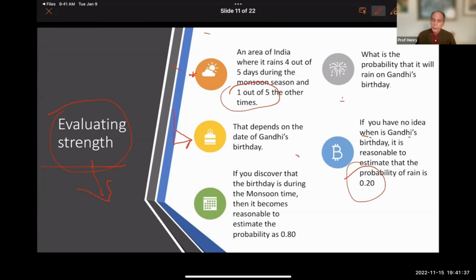But if you don't know about the monsoon season, you can't say there's an 80% chance that it's going to rain. You have to give more information about the premises. And again, these premises here are not necessary. I mean, it's only 4 out of 5 or 1 out of 5. Okay. Again, these premises could be true, and Gandhi's birthday could be in the monsoon, but the best that you could say is 80%. But that's pretty good.